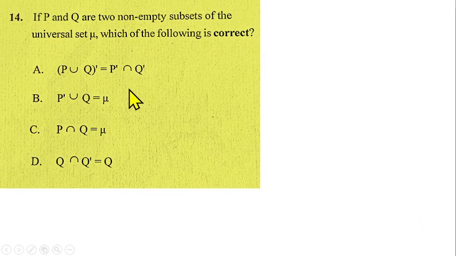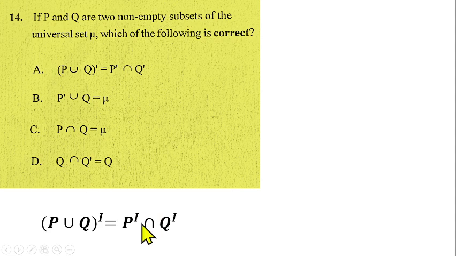Question number 14 is from sets. You are told that P and Q are two non-empty sets of the universal set U. Which of the following is correct? You have option A: P union Q complement equals P complement intersection Q complement. Option B is P complement union Q equals the universal set, then P intersection Q equals the universal set, Q intersection Q complement equals Q. From the options provided, I think option A is the correct option for question number 14.